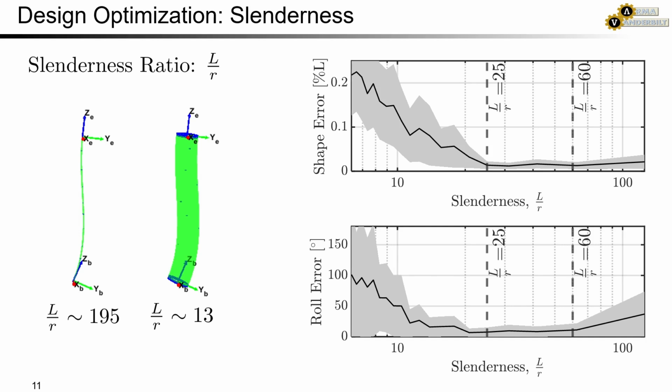We evaluated the effect of the catheter design itself, specifically looking at the catheter segment slenderness, defined as its length over radius. For highly slender designs, the estimate of backbone rotation begins to suffer for slenderness greater than 60, while for slenderness less than 25, both shape and roll error suffer.